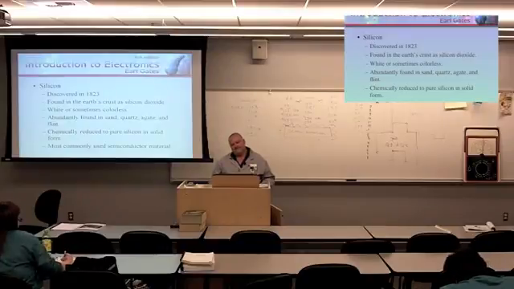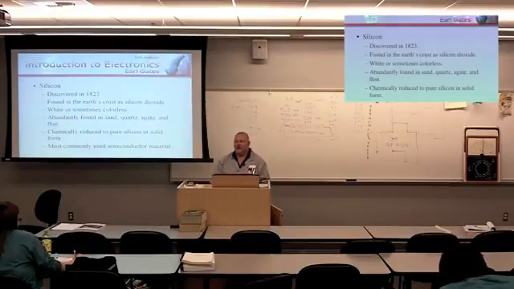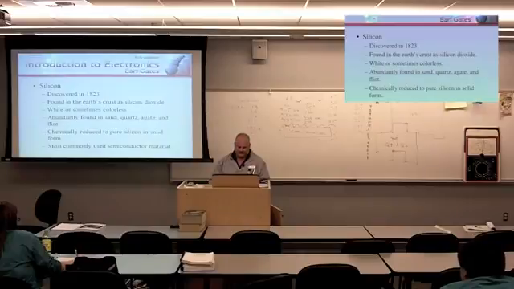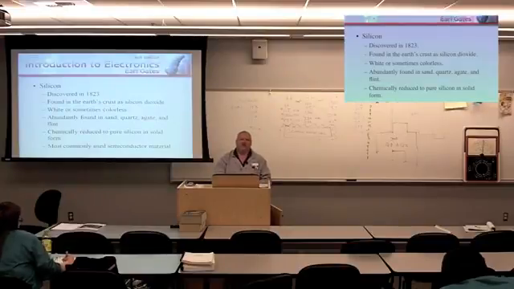Silicon, discovered in 1823, found in the Earth's crust as silicon dioxide. It's white or sometimes colorless, abundantly found in sand, quartz, agate, and flint. Chemically reduced to a pure silicon in solid form. And it is the most commonly used semiconductor material. Where does most of our silicon come from? What region of the world?